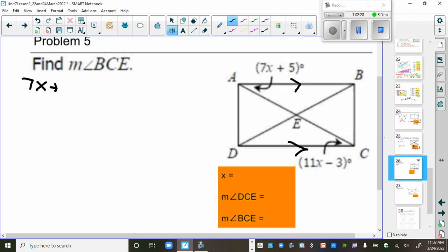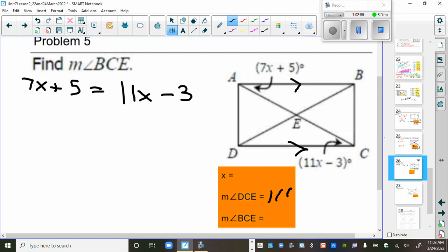7x plus 5 equals 11x minus 3. There you go. There's your setup. And then what you do, get your x, and then for DCE, it's just a plug-in.